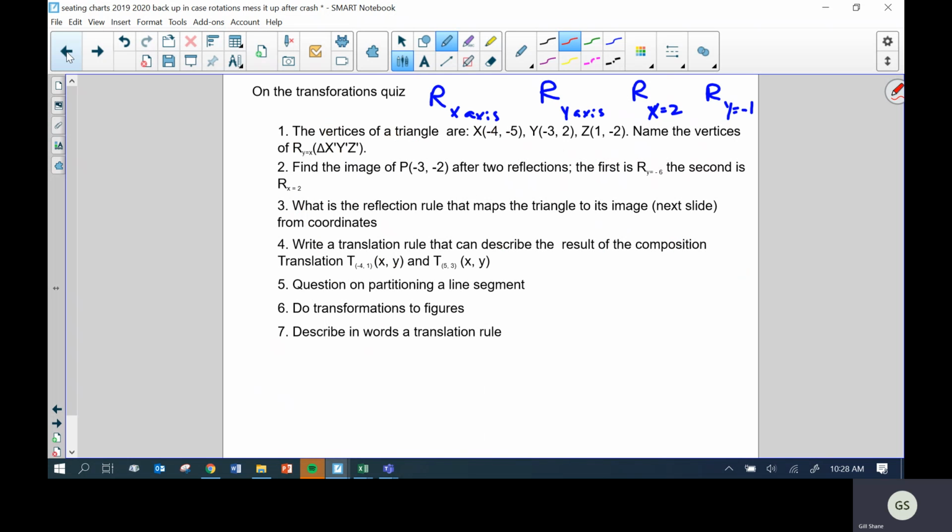So there's a question on partitioning a line segment. That's old material, like I said. You do have to do transformations on figures. If they give you a rotation, just remember, rotation in degrees is actually counterclockwise.